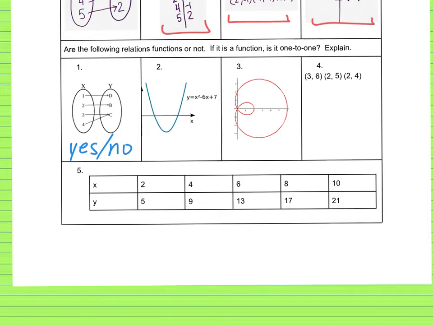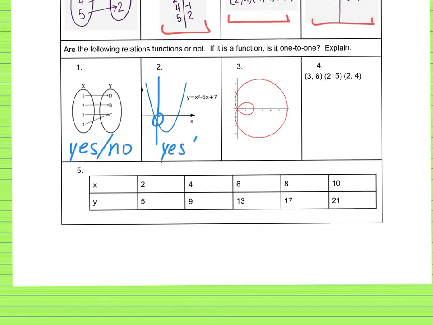Number 2, this is where that vertical line test comes in. So what the vertical line test is, I can draw a vertical line, again that means up and down, through any part of this graph. If it hits only one time, it is a function. If it hits more than one time, it can't be a function. Okay, we can see here, it doesn't matter where I draw that vertical line, it's only going to hit once.